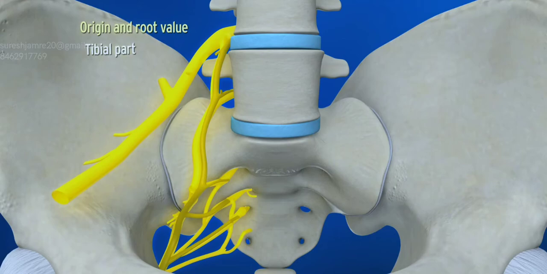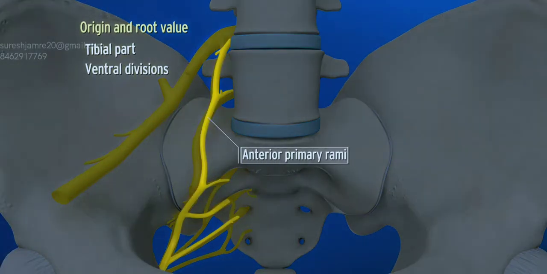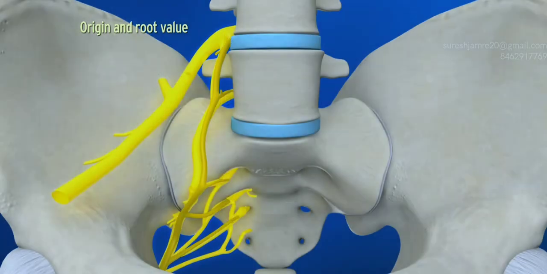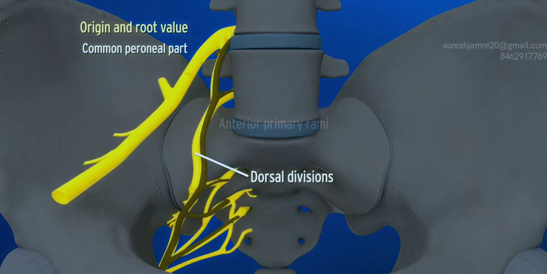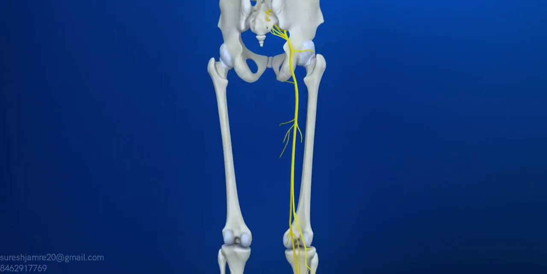The tibial part is formed by the ventral divisions of the anterior primary rami of L4, L5, S1, S2, S3. The common peroneal part is formed by the dorsal divisions of the anterior primary rami of L4, L5, S1, S2.